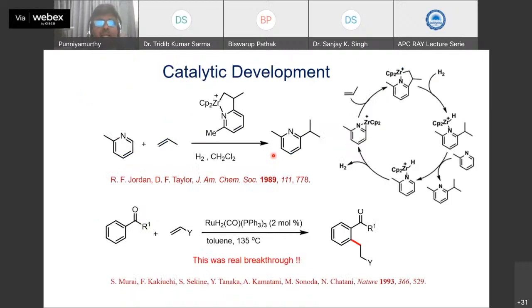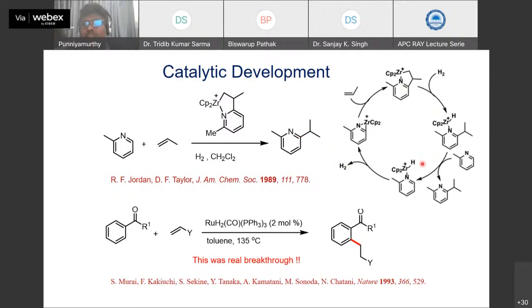In 1989, the catalytic version of this reaction was shown. If you look at this reaction, 2-methylpyridine has been coupled with propene using a ruthenium complex in the presence of hydrogen, with dichloromethane solvent, to give isopropyl methylpyridine as a product. The C-C formation takes place at the ortho position.